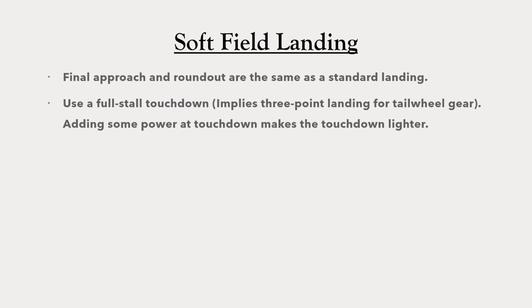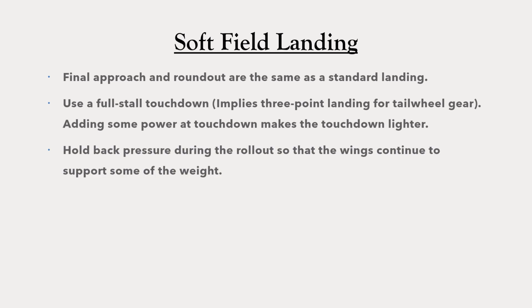If we add a little power right around the time of touchdown, that tends to make our touchdown a little bit lighter, a little bit more gentle, which helps with not having sudden drag on the wheels. During the rollout, we keep that back pressure on the stick or the yoke to keep as much weight on the wings and as little weight on the wheels as possible during the rollout.